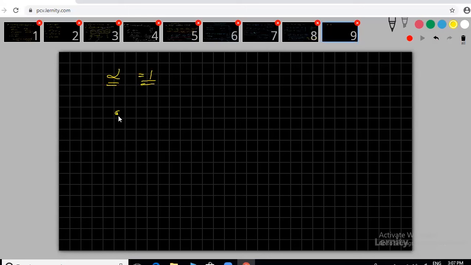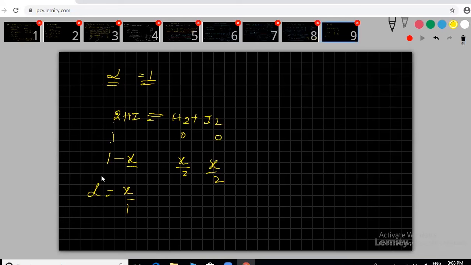Even if they give 2HI gives rise to H2 plus I2, you should not take this as 2. Initially assume 1 mole, 0, 0, and 1 minus x. If you are taking this as x, it should be x by 2. X by 2 is one method. Then alpha equal to number of moles dissociated by initial number of moles. How many dissociated? x. Initial how much? 1. So alpha equal to x. This is the best method. Always try to prefer it.